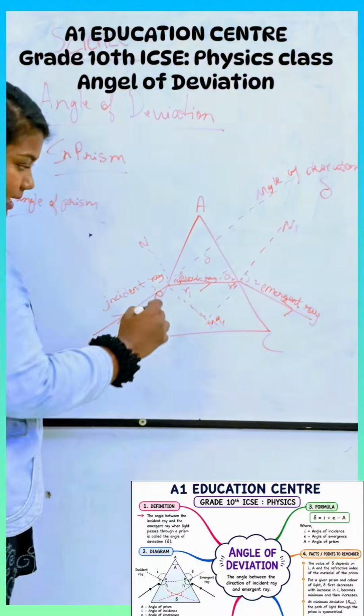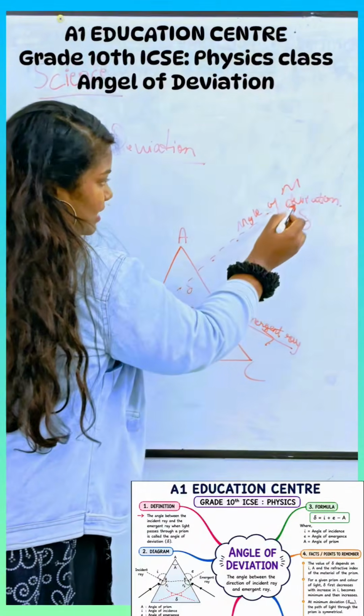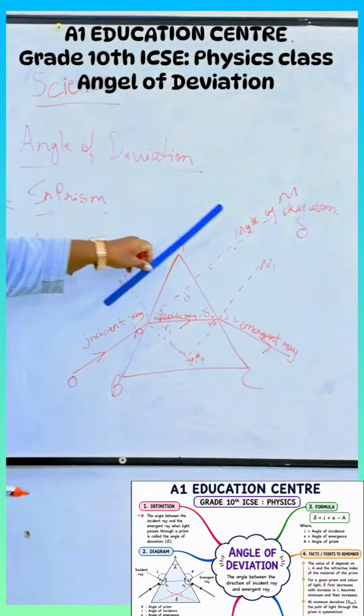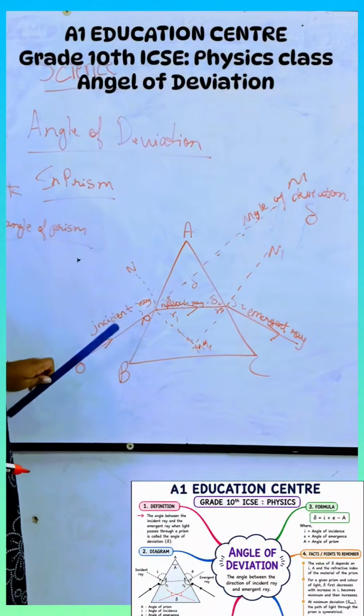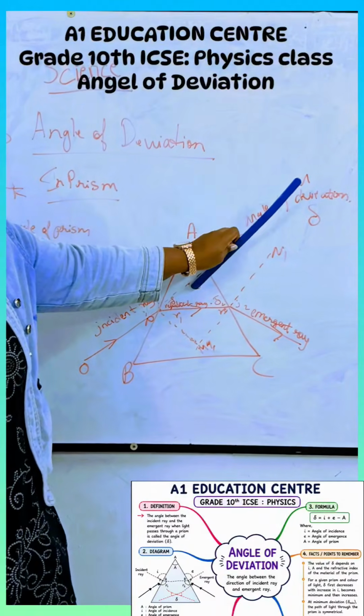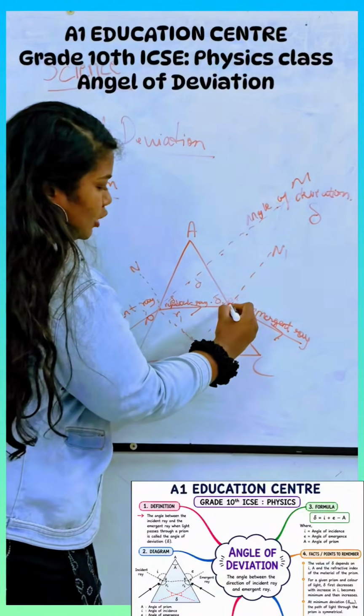But if it's not bending, it will be going what? Straight. Straight in this line, isn't it? See, if I give one scale, straight. If it is not bending, it will be going straight. But it is bending and it is becoming PQ.